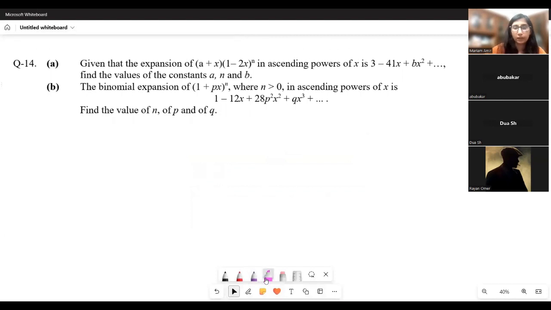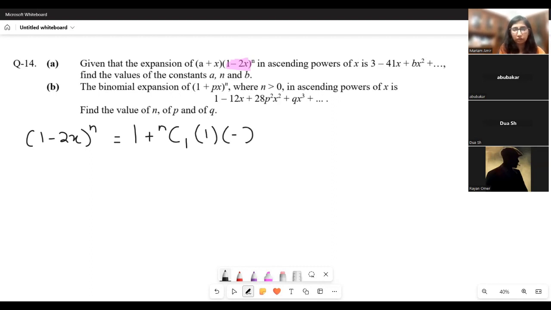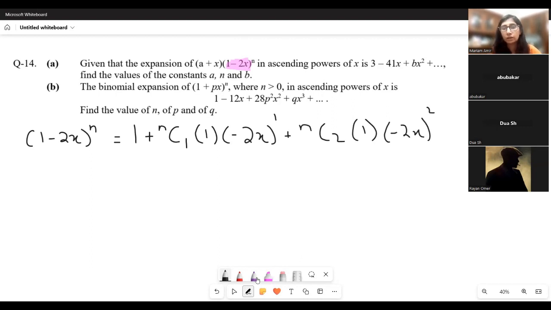Okay, so expand this, 1 minus 2x power n. And we go till the square term. So we have 1 power n, which is just 1, plus nc1. 1 power anything is 1, so I'm ignoring the first term. And the second term is minus 2x power 1. And then it's going to be nc2. 1 power anything is still 1, ignore that, and minus 2x square. We don't need to go beyond that.